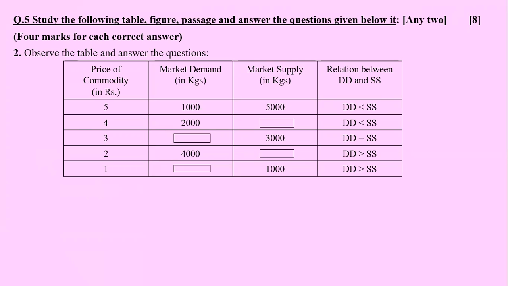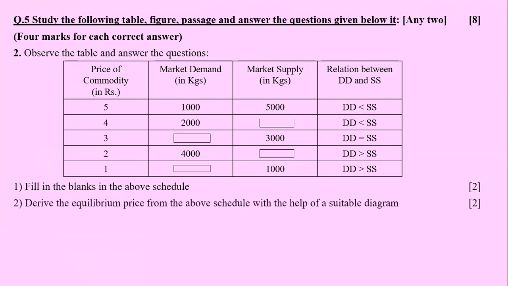Okay, for this, see the column, price and market demand and price and market supply. So price and market demand, you can observe here inverse relation, and price and market supply, you can observe here direct relation. Okay, now see the questions. Fill in the blanks in the above schedule for 2 marks, and derive the equilibrium price from the above schedule with the help of a suitable diagram. For this again 2 marks.